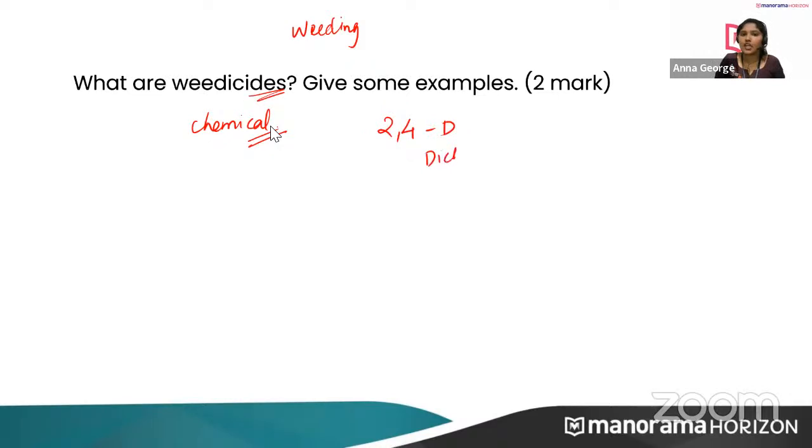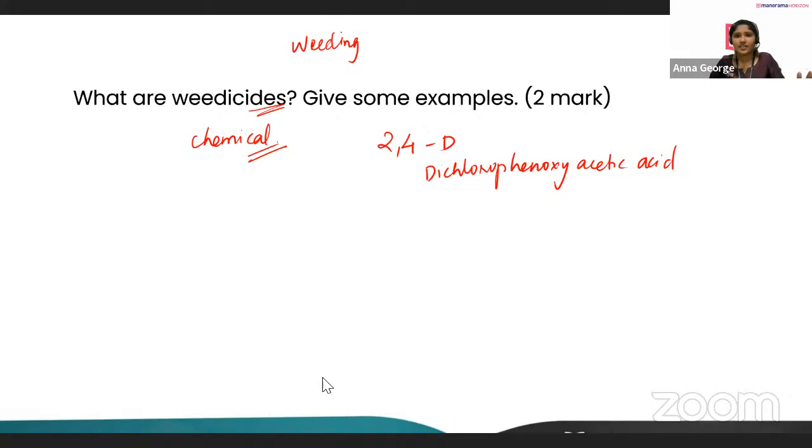That is dichlorophenoxyacetic acid. Oh, it's too long, right? You don't have to study the whole full form. You just remember 2,4-D. So these are weedicides, the chemicals used for weeding, and one example is 2,4-D.